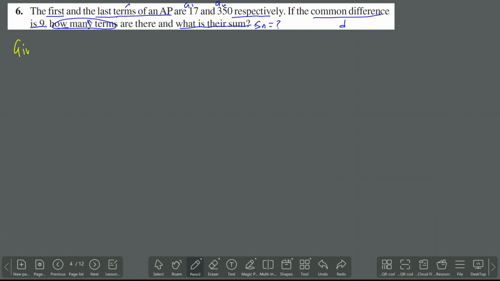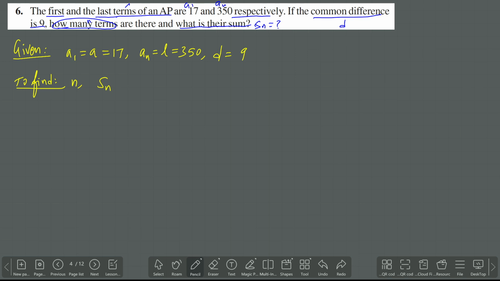So in the given I'm writing the first term, in the sense a1, that is 17, and an or l is given as 350, and the common difference they said is 9. How many terms, that is n, we have to find, and their sum we have to find. Two things they have to find. Is it okay, children? Right, now we are moving on.